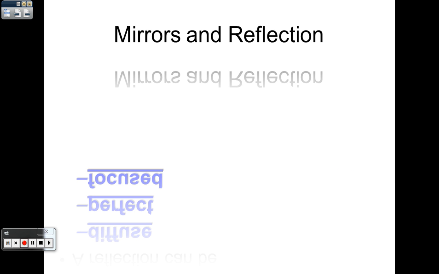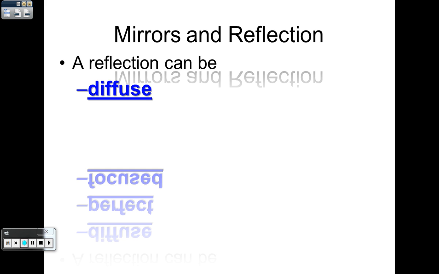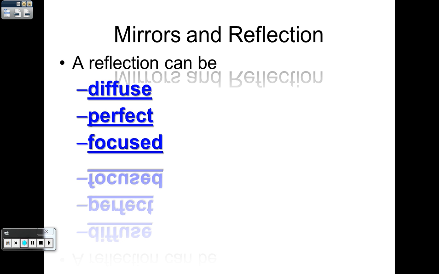So, types of reflection are what? What are three types of reflection? Okay. What's our first type? Diffuse. What's our second type? Perfect. And finally, we have focus, right? There's a mirror image.